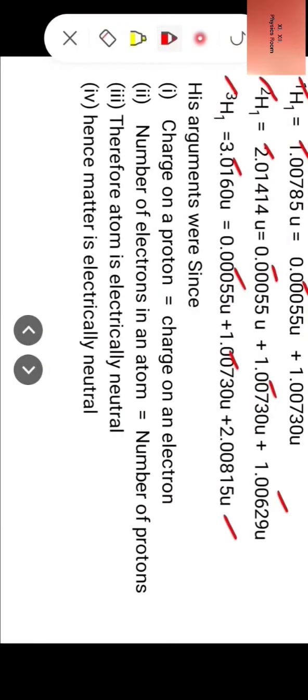Now his arguments were as follows. Number 1, charge on a proton is equal to charge on an electron. Number 2, number of electrons in an atom is equal to number of protons. Number 3, therefore atom is electrically neutral. Number 4, hence matter is electrically neutral.